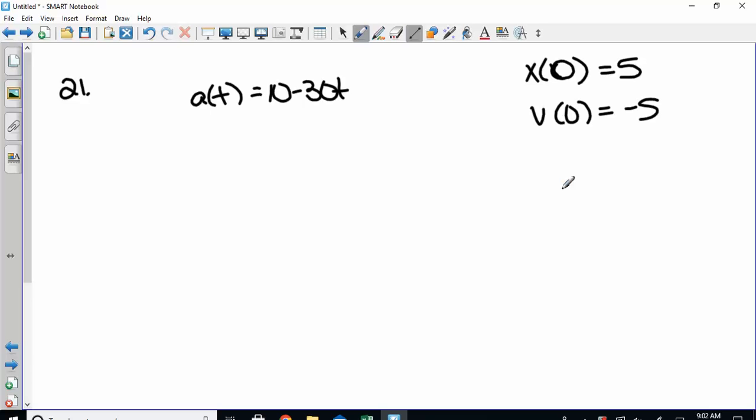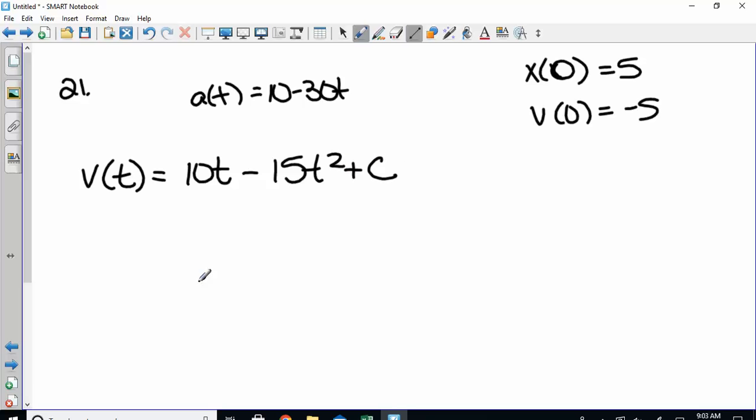So we have to do our antiderivative twice here. Working backwards, this is our acceleration, so the next step would be velocity. What's the antiderivative of 10? 0. Wait, shoot. No, it's 10. And the antiderivative of 30t? And what else do you need? Plus C. Okay. So we need to figure out C.